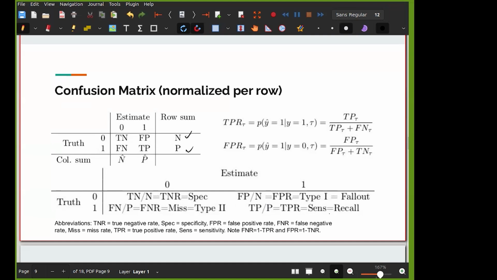The most important ones here are, actually here everything is important. So, Tn by n. But by the way, if you normalize it by row sum, which we have done in this slide, all of them are rates. For example, this Tn by n is called true negative rate. Fp by n is called false positive rate. Fn by p is called false negative rate. Tp by p is called true positive rate. And true positive rate also has another name called recall, which we just discussed in the previous slide.